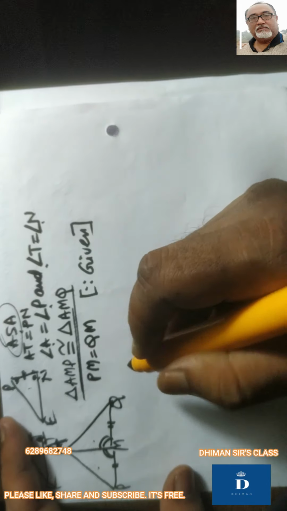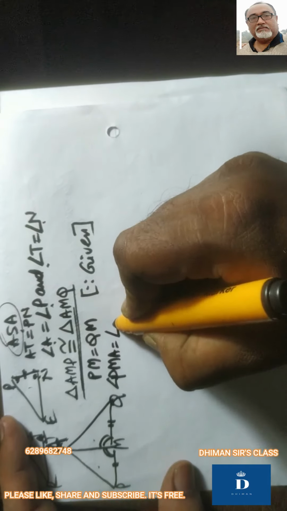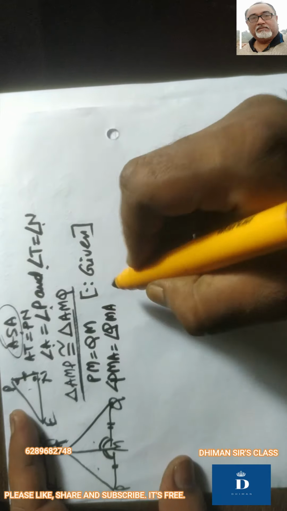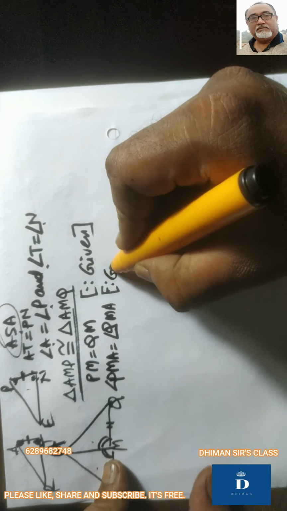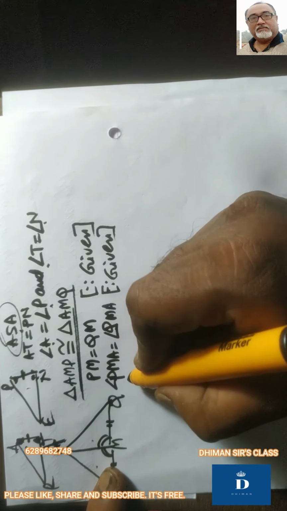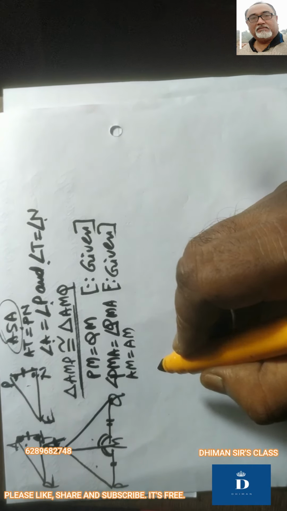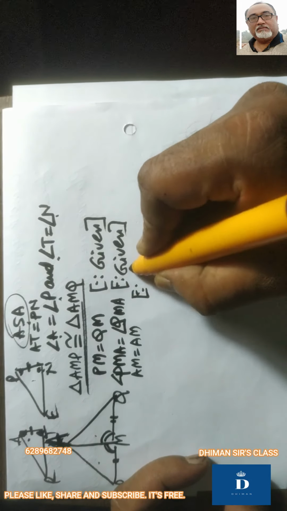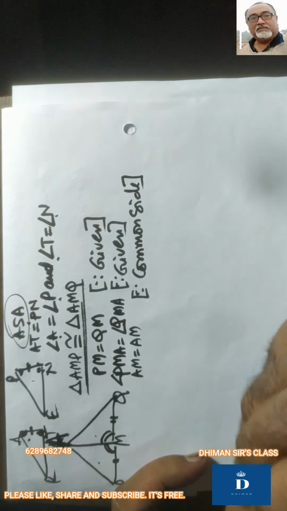Now they are telling angle PMA is equal to angle QMA. That means what will be the reason? Since this is also given in the question, so it will be given. Now AM is equal to AM. My dear students, nothing is given on AM. No mark is here on AM. So in that case, what to do? The reason is common side.